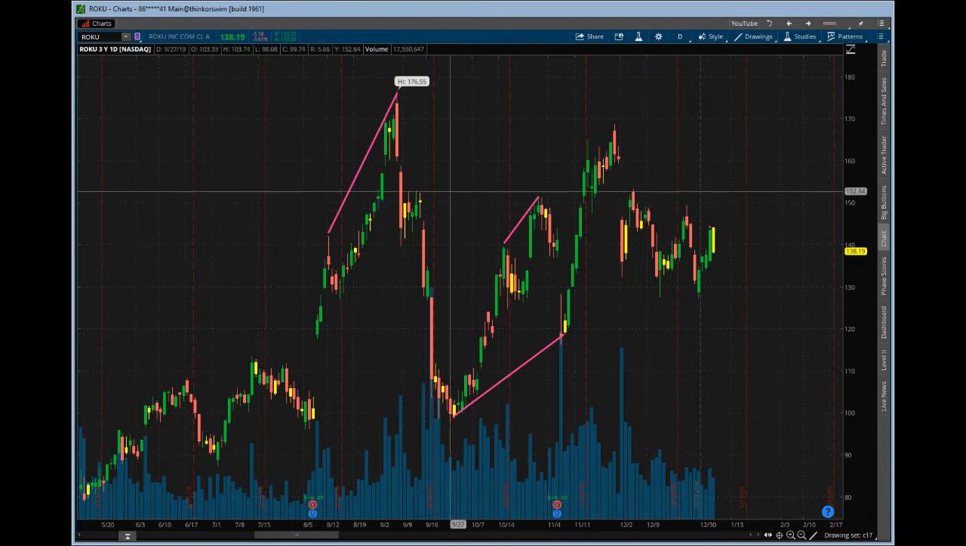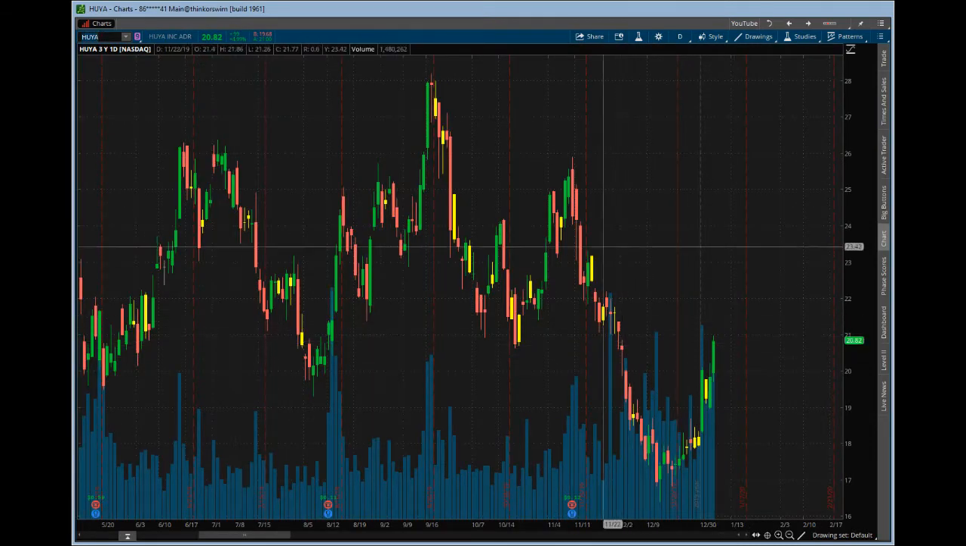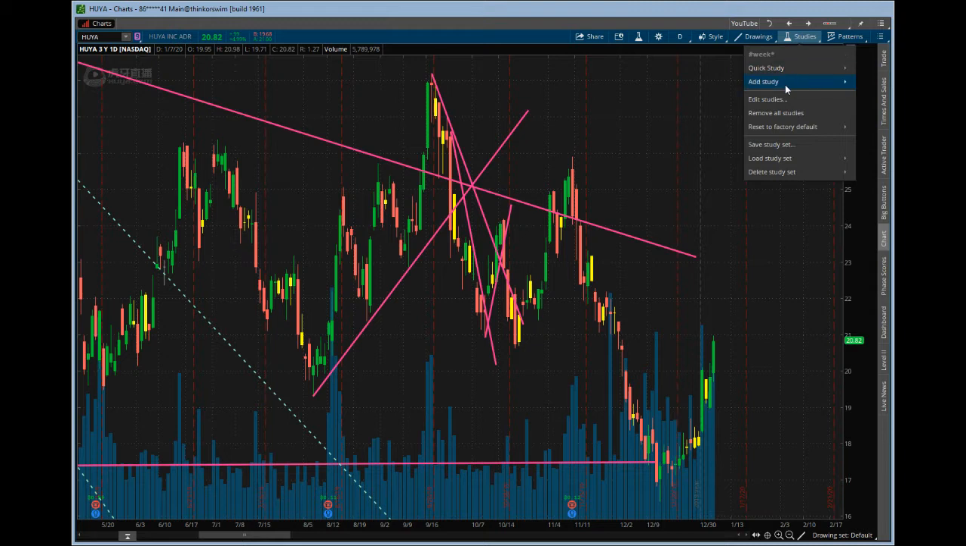Good. Okay. So Shirley sent a few in by email, and I think these are all pretty good ones to look at. So we have Huya. Okay, Huya. Let's put our stuff back up. Let's put our Ichimoku up here. It's great to trade with. Let's put our simple moving averages back up. What do we like? Like the 50 and the 200?